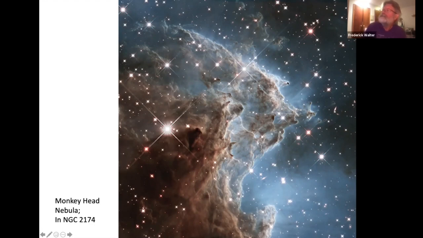There was a famous picture, which I'm not going to show you, called the Eagle Nebula, the Pillars of Creation. One of those stars is up there, just in the upper right. Here's my cursor. Right here, there's one of these stars being born at the edge of this filament of dust.